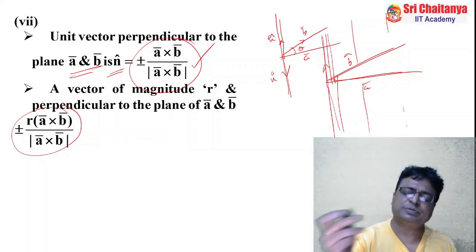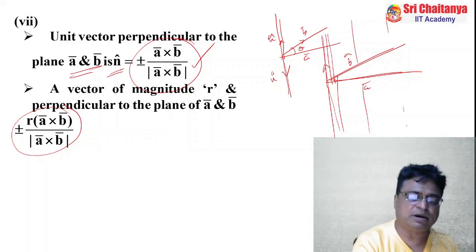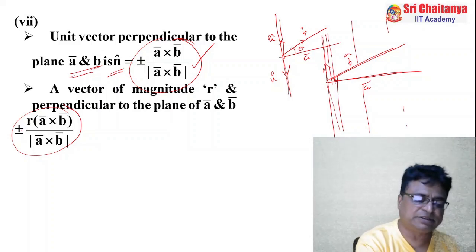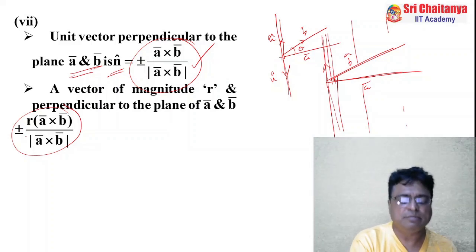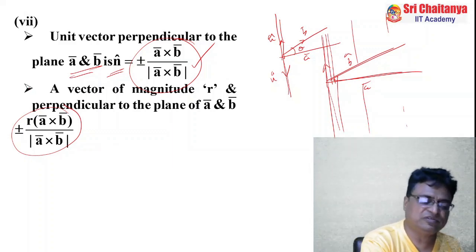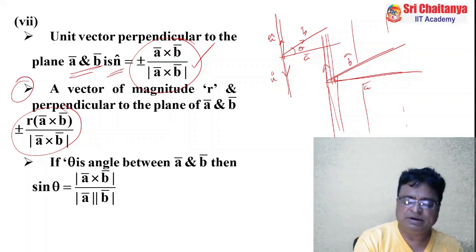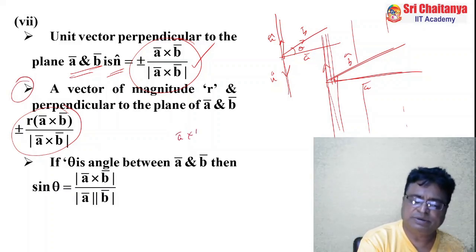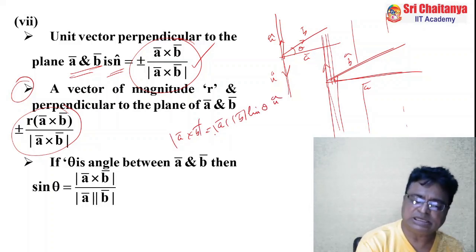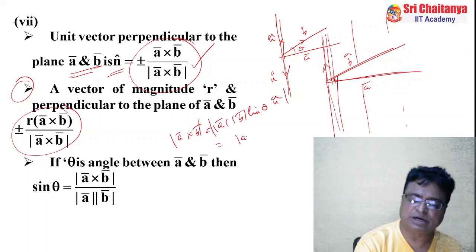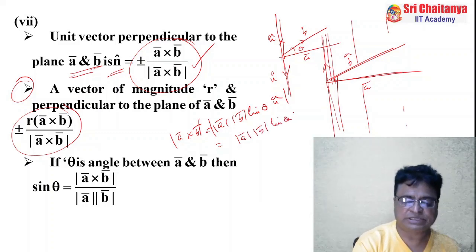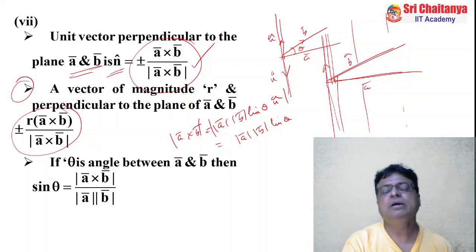So any vector which is perpendicular to the plane of A bar and B bar having magnitude r is represented with plus or minus r into A bar cross B bar by mod of A bar cross B bar. This is also a very important concept. And suppose theta is the angle between the vectors, you know that mod A bar cross B bar is equal to mod A bar mod B bar sin theta n cap. You take modulus on both sides, it becomes mod A bar mod B bar sin theta, because mod n cap is 1. Therefore, sin theta is equal to mod of A bar cross B bar by mod A bar mod B bar.